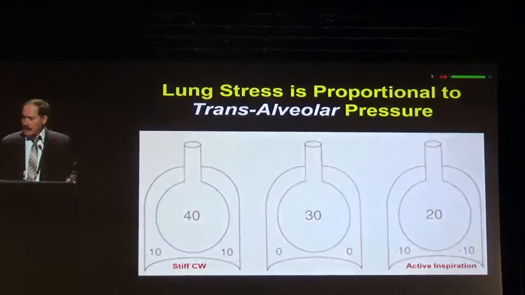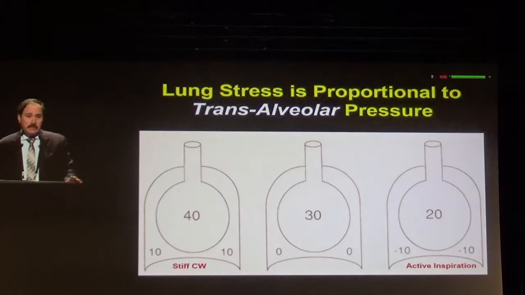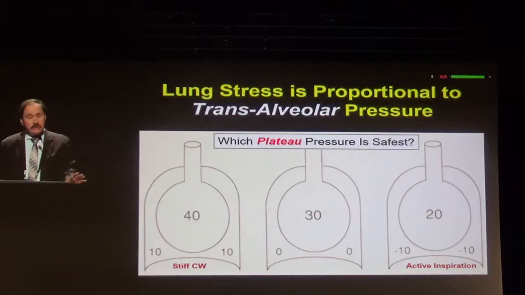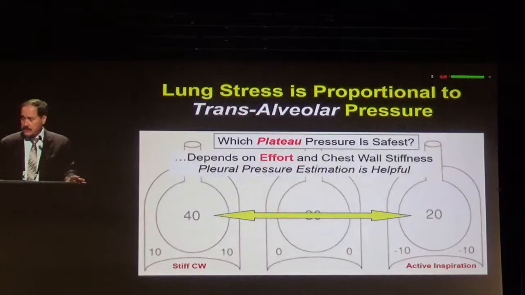Antonio set the stage very nicely, talking about the importance of measuring intrapleural pressure, if we can, because the same alveolar pressure can be associated with very different lung volumes, depending on what the surrounding pressure is in the pleural space. Which plateau pressure is safest, 40, 30, or 20, will depend on what is the pressure in the pleural space.